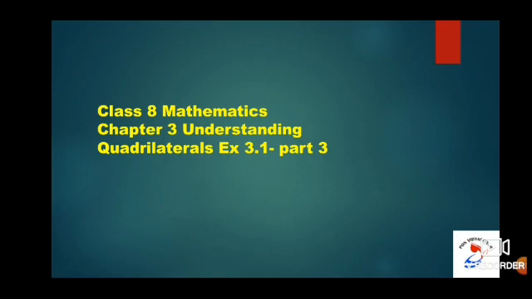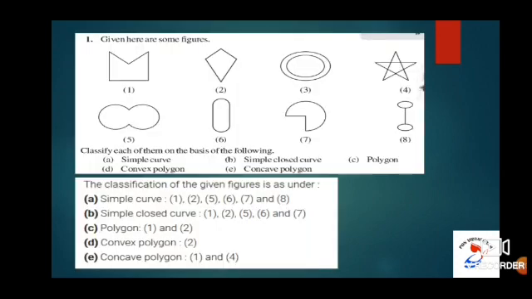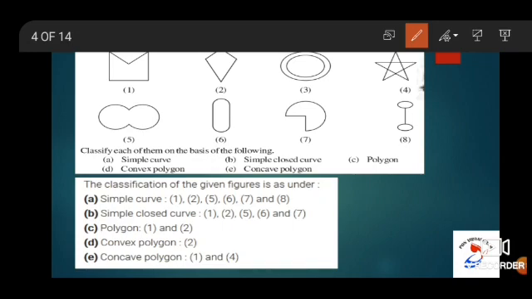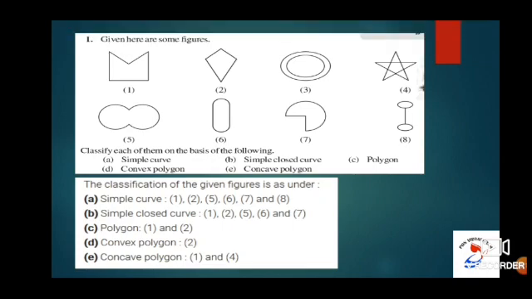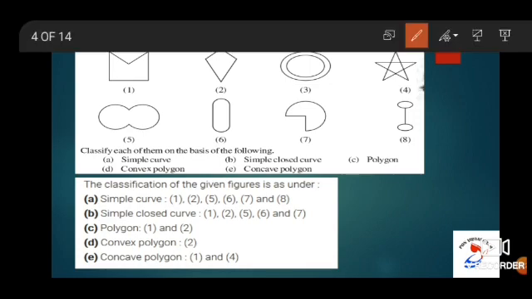This is part 3. Here, question number 1, given are some figures. What you are supposed to do is classify each of them on the basis of the following: simple curve, simple closed curve, polygon, convex polygon and concave polygon. In part 1, I have discussed with you what is a polygon, what is a convex polygon and what are concave polygons. So based on this, we have to classify the figures under these terminologies. There are totally 8 figures here.